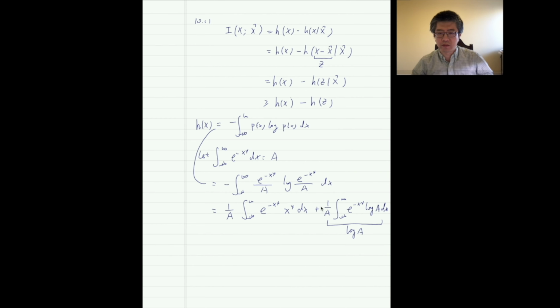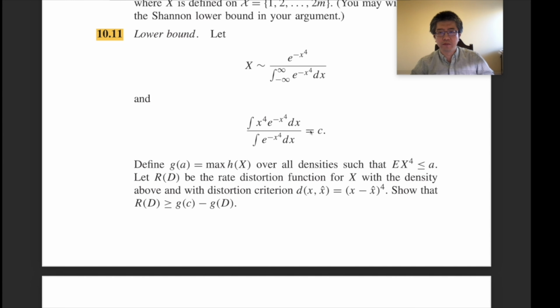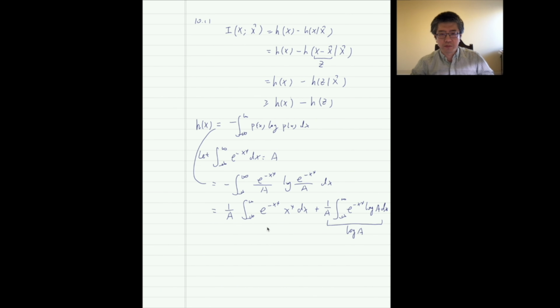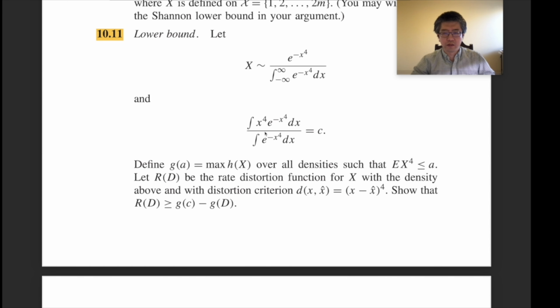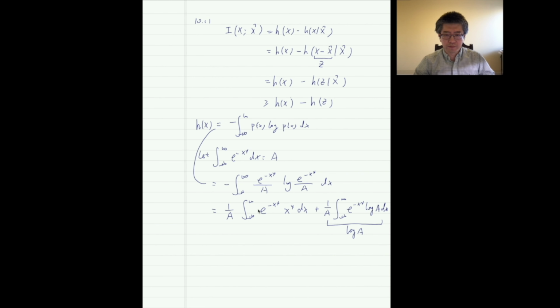Clearly this equals log a, because if we take the log a out, the integral of the rest is 1, since that is the integral of the PDF of x. Now the first term: remember that what we know is this guy is c, and this is basically this guy. Therefore this equals c, and the result is c plus log a.